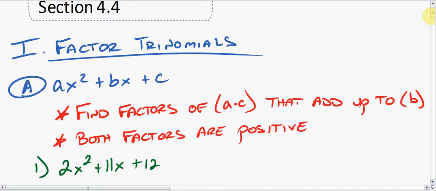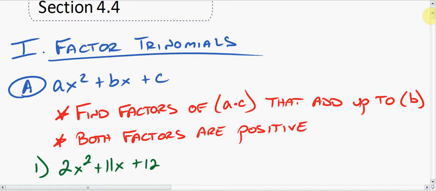So you can no longer just find the factors of c that add up to b. We have to use that a as well. So you want to find the factors of a times c, so the product of a and c, that add up to b.